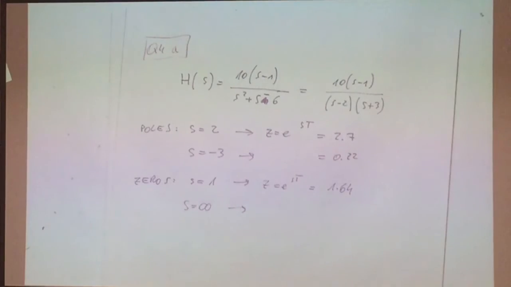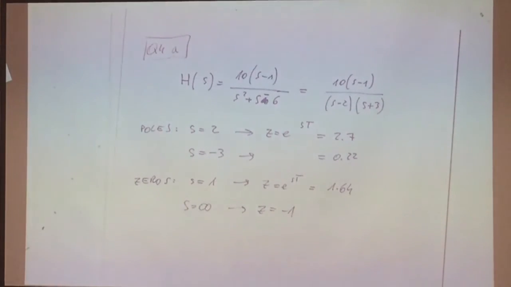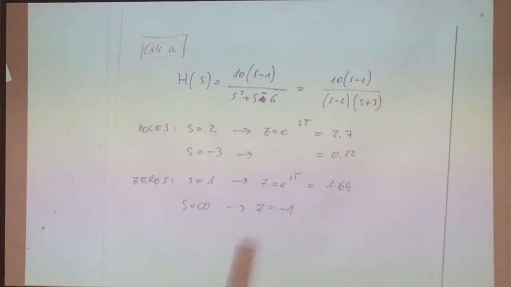And where does this map? z equal to minus 1. Do you know why a zero at infinity maps to minus 1? What's the reason of this mapping? Because we are not following the same rule, we are just saying, okay, it goes to minus 1.